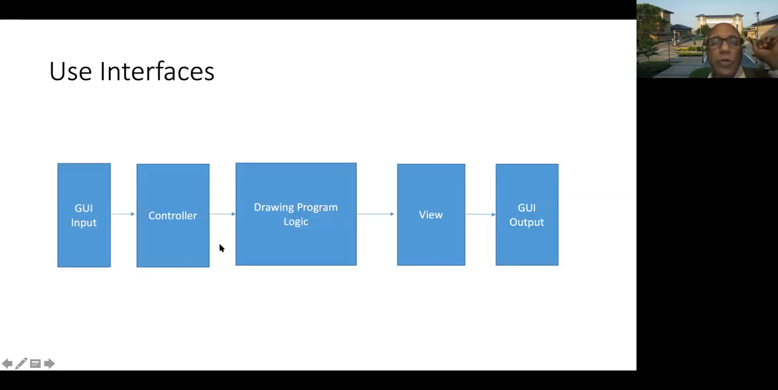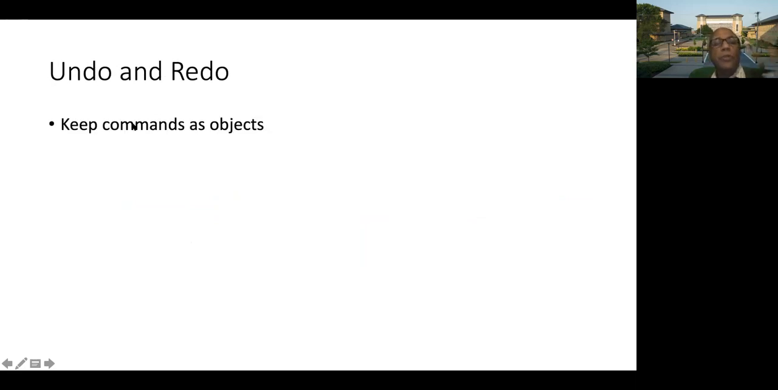So the question is, how do you structure the controller? One thing is that we want to separate the handling of the input at the technology level, at the Java FX or Java Swing or whatever technology you are employing, from the logic itself. The second thing is we want to support undo and redo. How do we do that? We are going to keep commands as objects. We are going to represent commands as objects. What do we mean by that?